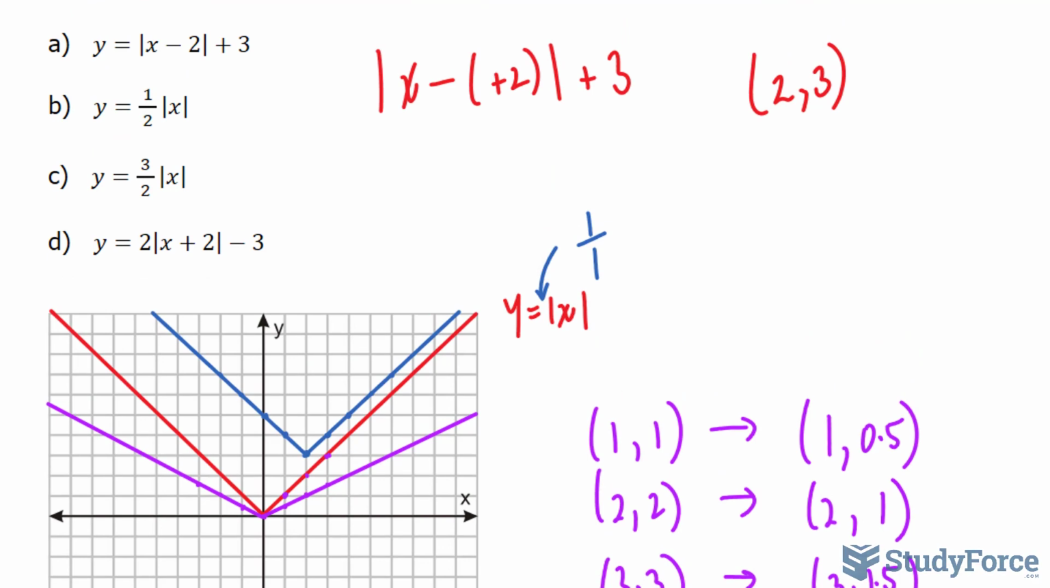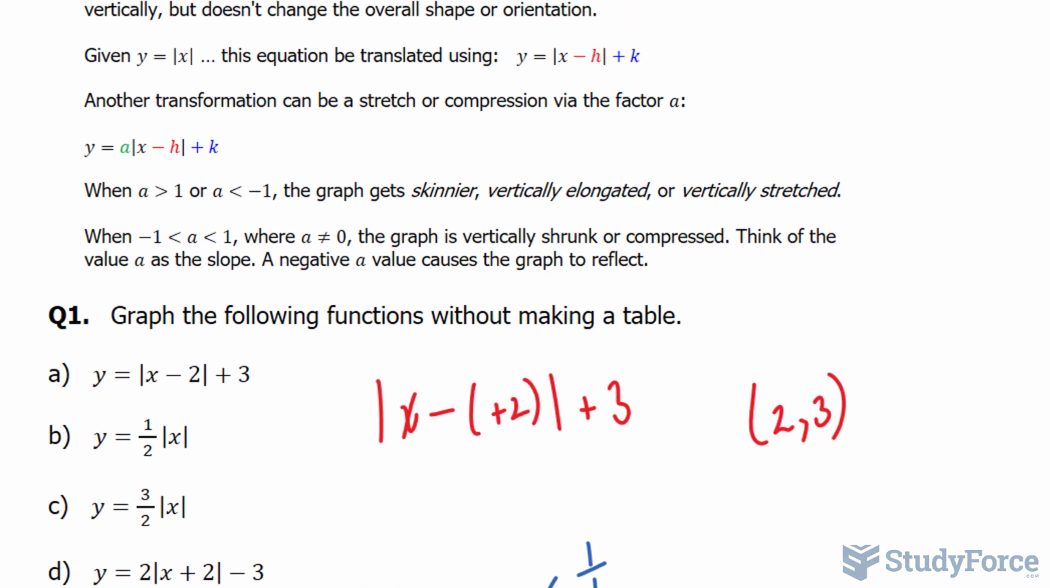Now the opposite is true for c. This time we have a factor of 3 over 2, which as a decimal number is 1.5. So it's now greater than 1. And when we have numbers that are greater than 1, we expect it to get skinnier.